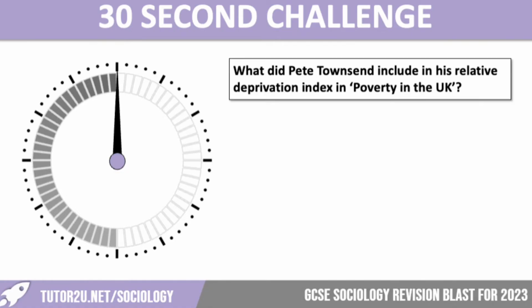Right, let's do another one. So again, another key text from the specification. What did Peter Townsend include in his relative deprivation index in Poverty in the UK?